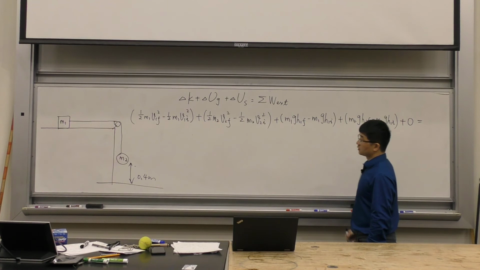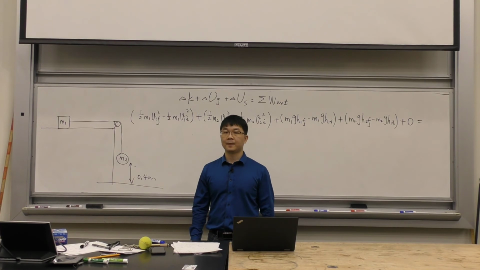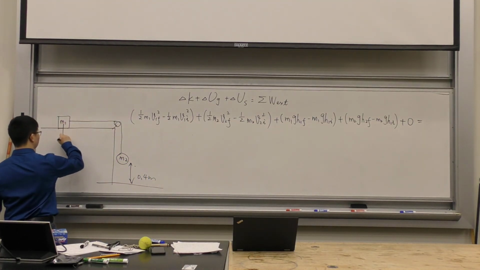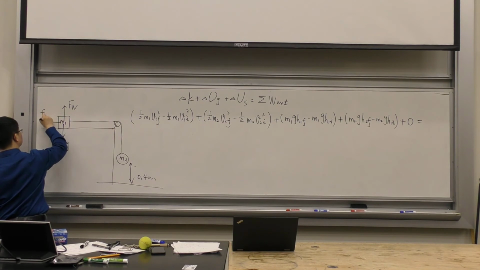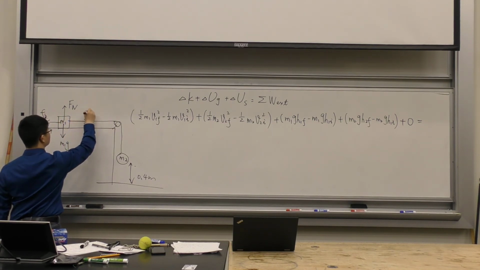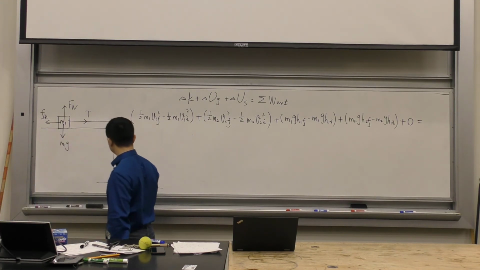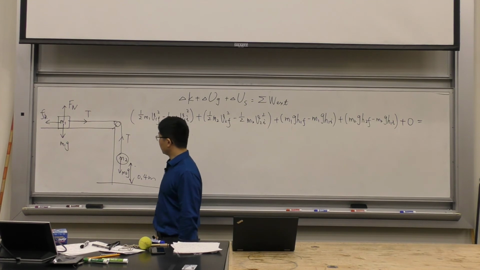Now let's take a look at the right-hand side. On the right-hand side, you can consider all the forces from the outside. Draw a free-body diagram for each object in this problem. Let's draw a free-body diagram for M1. Gravity, normal force, and then friction force. And then there's a tension. Draw a free-body diagram for M2. M2 is easier because it only has gravity and tension.